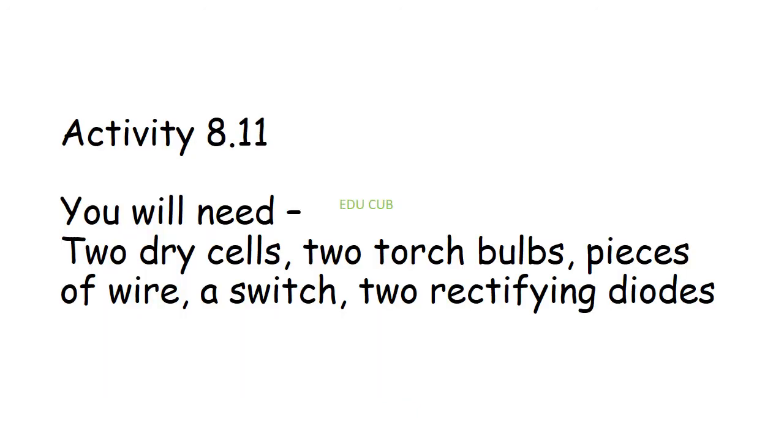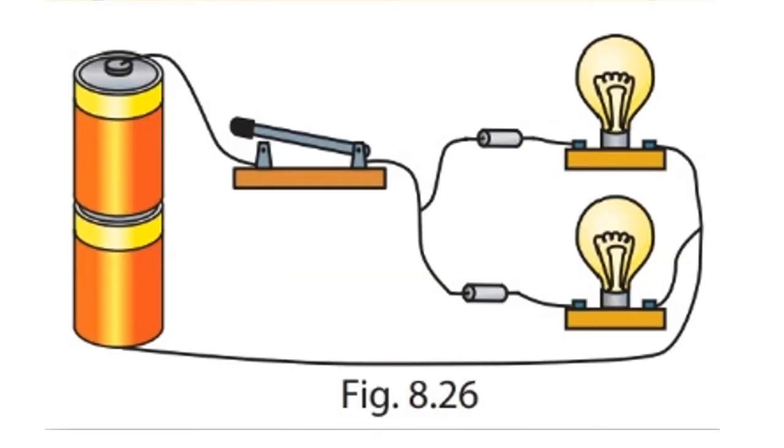Let's do an activity using diodes. Here we will need 2 dry cells, 2 torch bulbs, pieces of wire, a switch, and 2 rectifier diodes. First of all, you have to prepare the circuit like this. After that, you can do the activity by changing the terminals of the battery. Record your observation and discuss the reason for that.